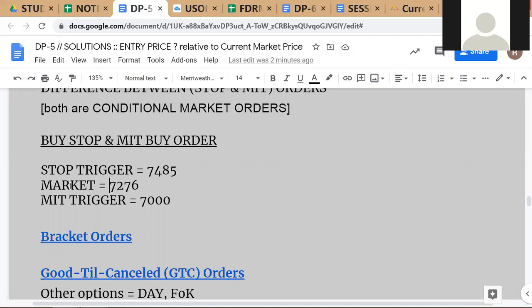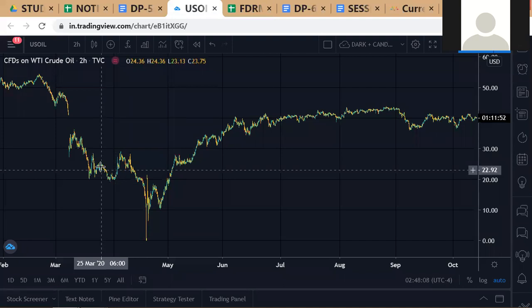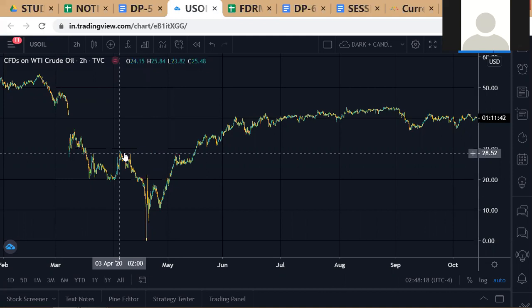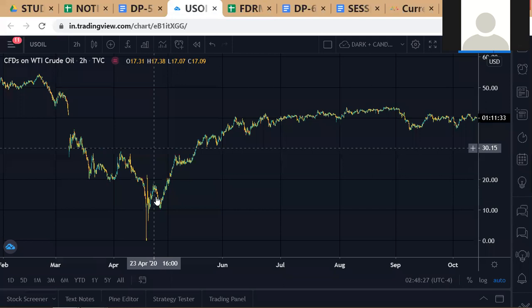And in the case of the MIT order, the trigger price is more favorable than the current market, which you already saw in this case. We are placing two orders simultaneously, and for the MIT order the trigger is below the current market, which is more favorable because we are talking about buy orders. And the stop price is less favorable because we are talking about buy orders. So 30 is higher than 25, less favorable for buying. So this is the main difference between stop orders and MIT orders.